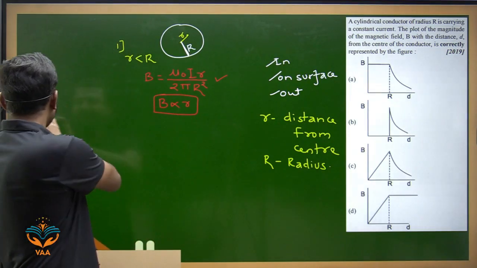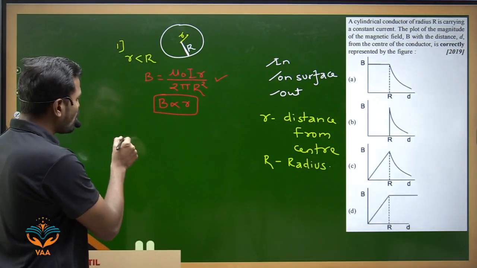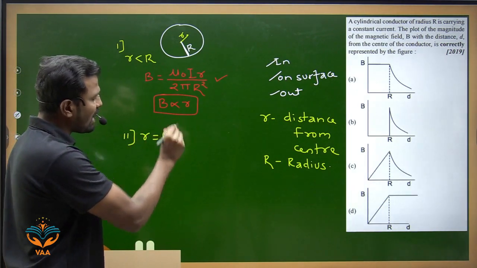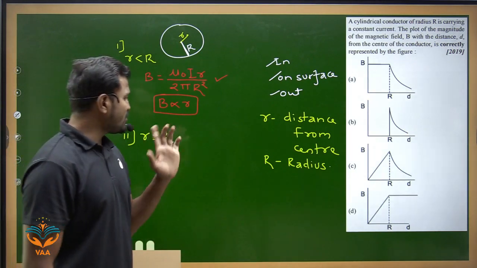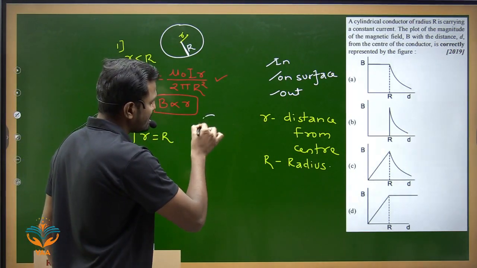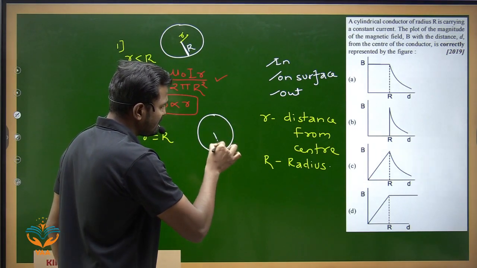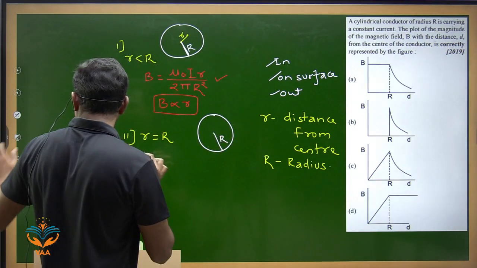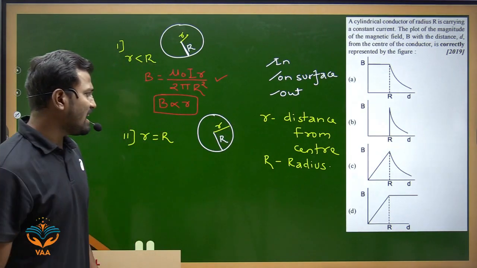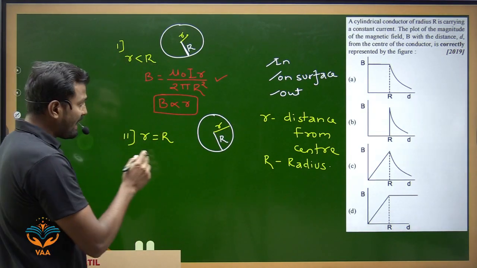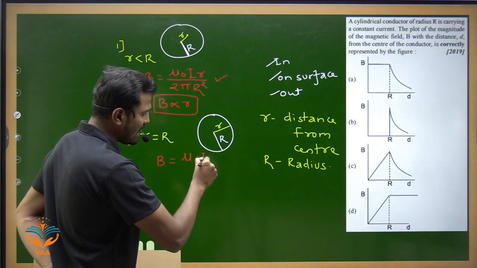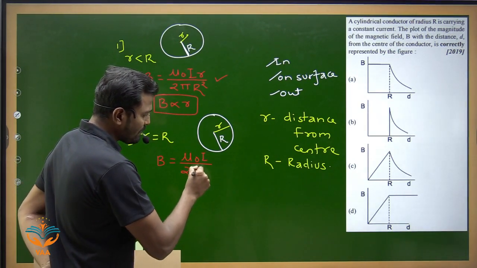Now second case, case number 2, where we are talking about r is equal to R. For this particular case, we can say that this is the concerned wire. Here, this is the radius R, and whatever the concerned we are talking about, this is this other radius r. For this particular case, the magnetic field B is given as mu naught I by 2 pi R.